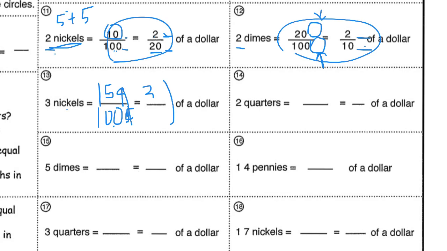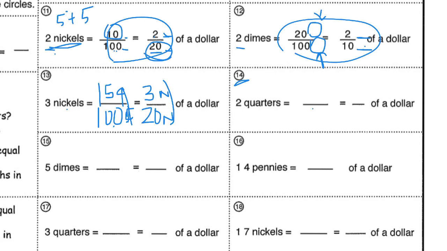It's also 3 nickels, 3 N's, out of how many nickels that make a dollar? 20 N's. We see that right here. It's the same as that one. Okay, hopefully you got that right. Pause it, think about it a little bit more if you're struggling. Number 14, pause the video, try it on your own.